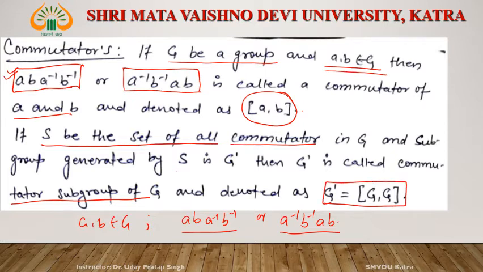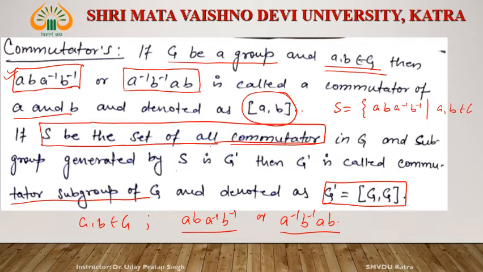What is capital S? Capital S is the set of all commutators, meaning elements of the type a b a inverse b inverse, where a, b belong to G. S is of this type, and G prime is generated by S. Then this G prime is known as the commutator subgroup, denoted by G prime or G dash, or by the bracket [G, G].